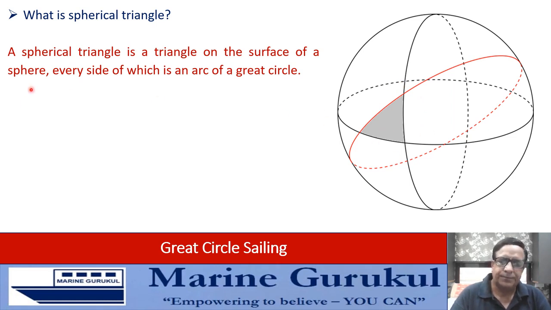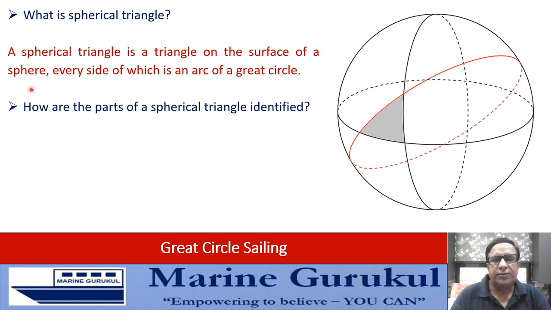Now, since it's a triangle, it has 6 parts. It has 3 angles at the vertices, and it has 3 sides. So how are these parts of the spherical triangle identified? The names of the vertices indicate the names of the angles at the vertices, and they are represented by capital letters. For example, in our case, if you see on the screen, you have X, Y, and Z, which are the vertices of the spherical triangle. And obviously then the angle at each vertex is referred to as angle X, angle Y, and angle Z.